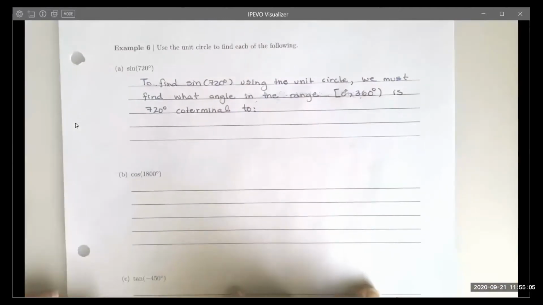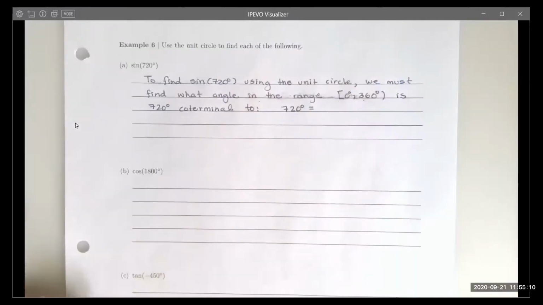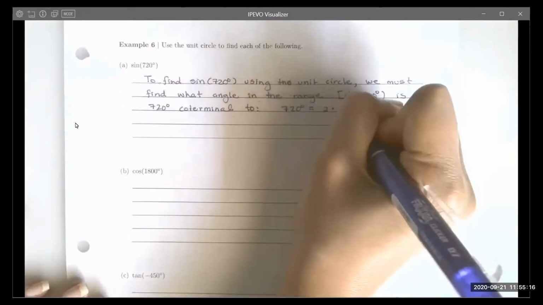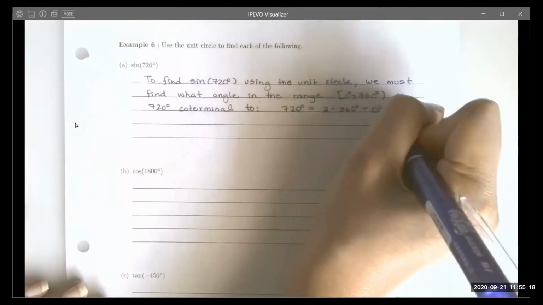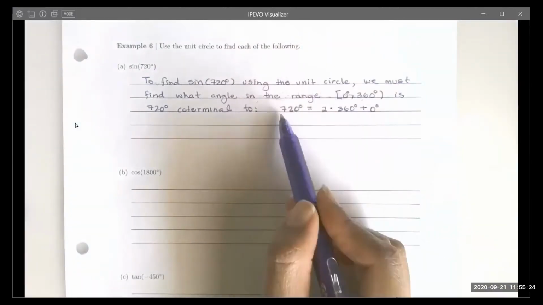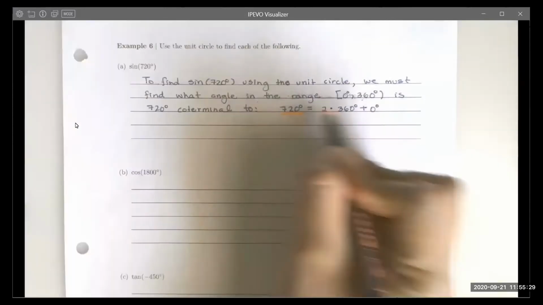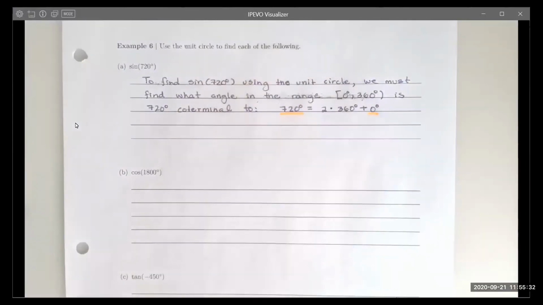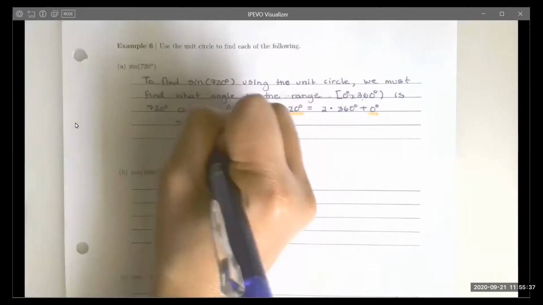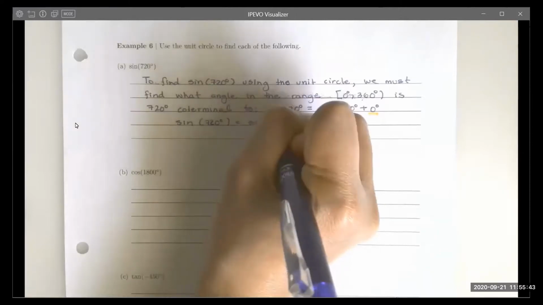I'm going to take 720 and figure out how many complete cycles are part of 720. Actually, 720 is a result of taking 2 times 360 and then adding no more degrees, right? Because it's exactly 2 cycles. So that means that 720 is coterminal to 0 degrees. What that means is that sine of 720 degrees is the same thing as sine of 0 degrees.